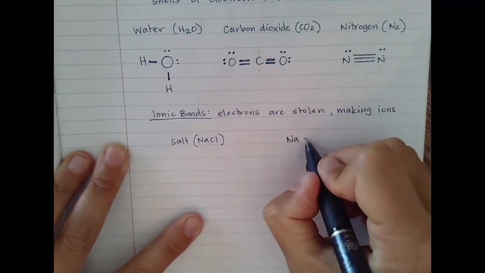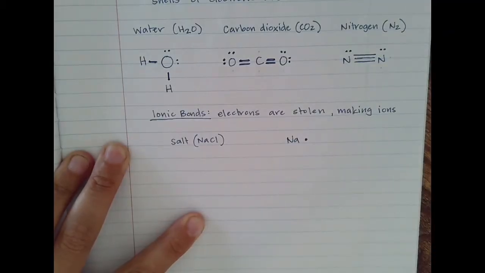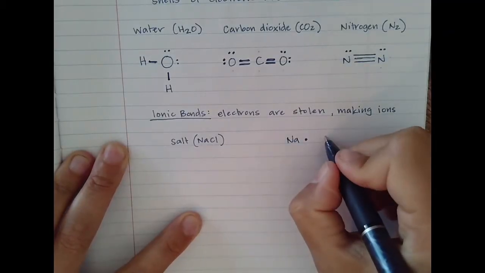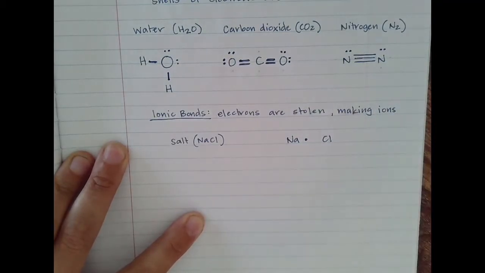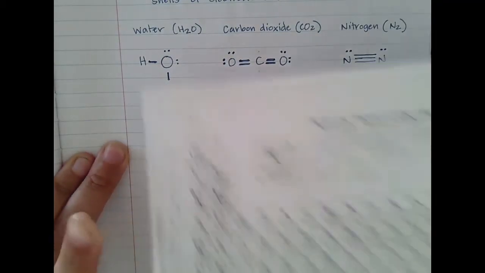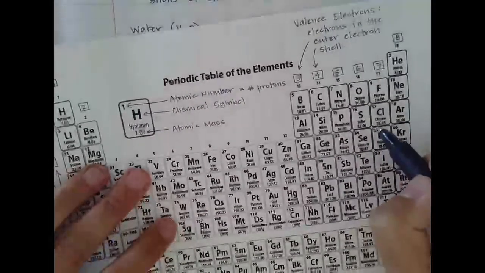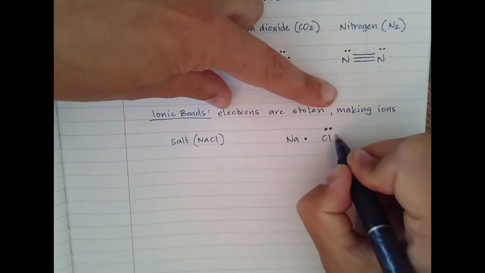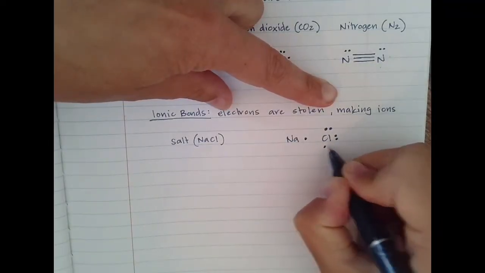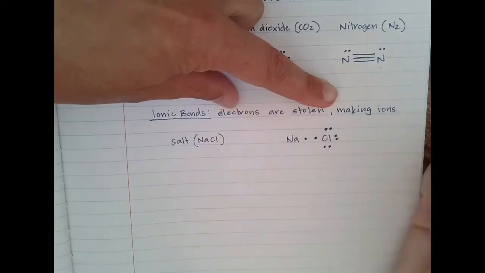Na has 1 electron. I put that one there because I know that I'm going to be trying to bond it to a Cl. So I know I'm going to try and put a bond in between these two things. Now Cl is here, which means it has 7 electrons in its outer shell. I'm going to put 2, 3, 4, 5, 6, 7.